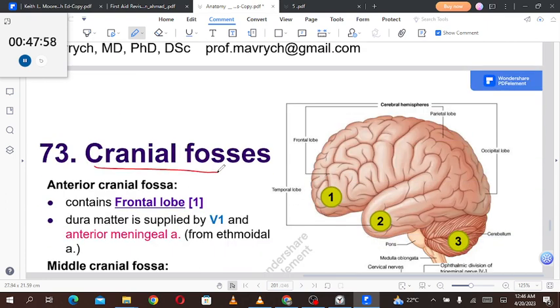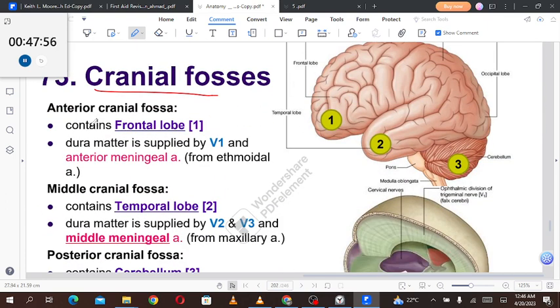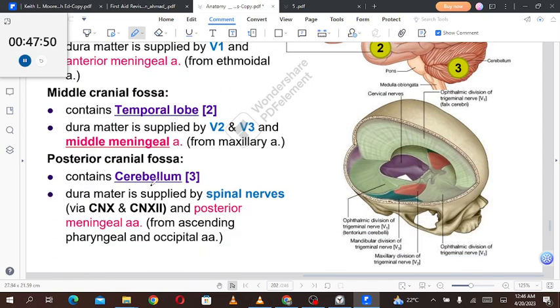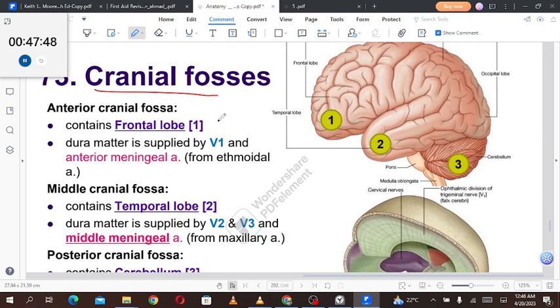Point number 73 is about the cranial fossae. There are three cranial fossae: anterior, middle, and posterior. The anterior cranial fossa contains the frontal lobe. The dura mater is supplied by V1, the first branch of the trigeminal nerve, that is the ophthalmic nerve, and the anterior meningeal artery from the ethmoidal artery.